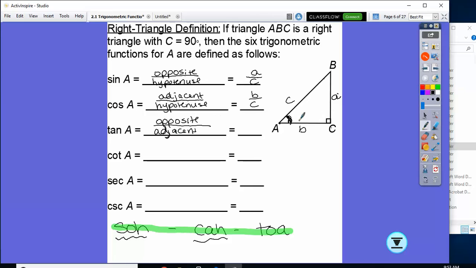Okay, so from angle A, the opposite side is side A. The adjacent side means touching it, but not the hypotenuse, so that would be B. So SOHCAHTOA gives you a trick for memorizing sine, cosine, and tangent. How can we get the other three? They're reciprocals. So cotangent is the reciprocal of tangent, so it would be adjacent over opposite. Or the reciprocal of my A over B would be B over A.